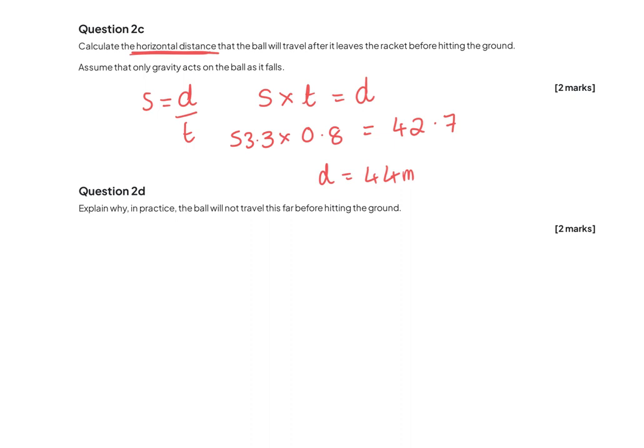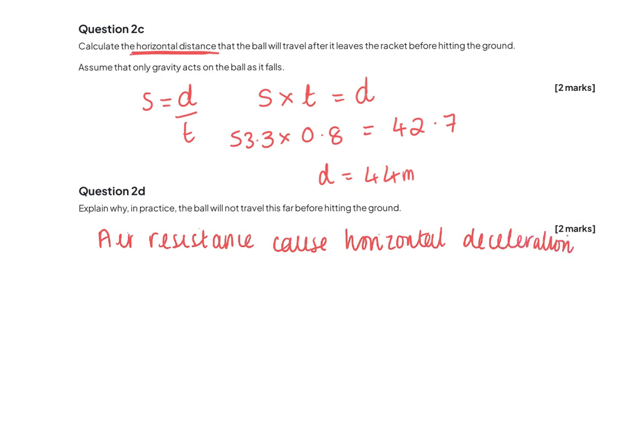And finally, for question 2, explain why it does not actually travel this far before it hits the ground. And that's because air resistance is going to cause some horizontal deceleration. So usually for these kinds of questions, we presume that the horizontal velocity is constant. There's no acceleration, there's no deceleration. In reality, there is air, which causes air resistance, and it's going to mean that it decelerates slightly horizontally, so it won't get quite that far.